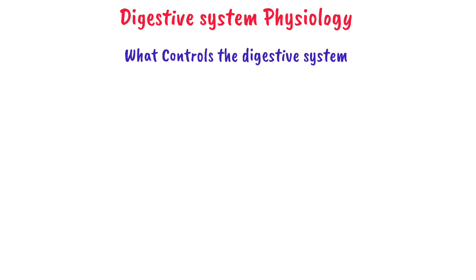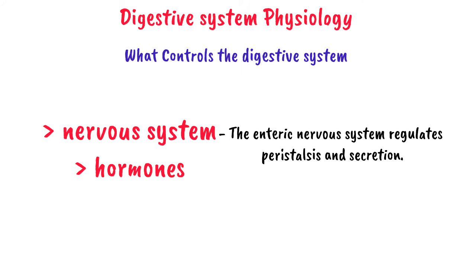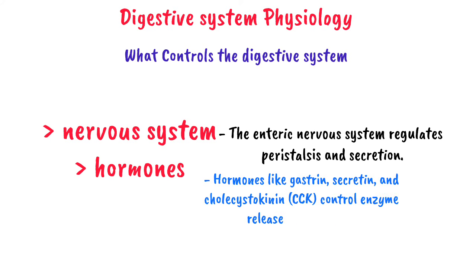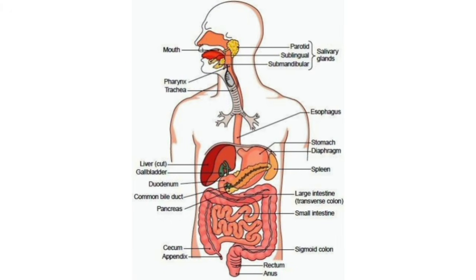Digestion is actually controlled by both the nervous system and our hormones. The enteric nervous system regulates peristalsis and secretion, while hormones like gastrin, secretin, and cholecystokinin, which is CCK, control enzyme release and bile flow. So in summary, the digestive system is made up of the GI tract and the accessory organs.